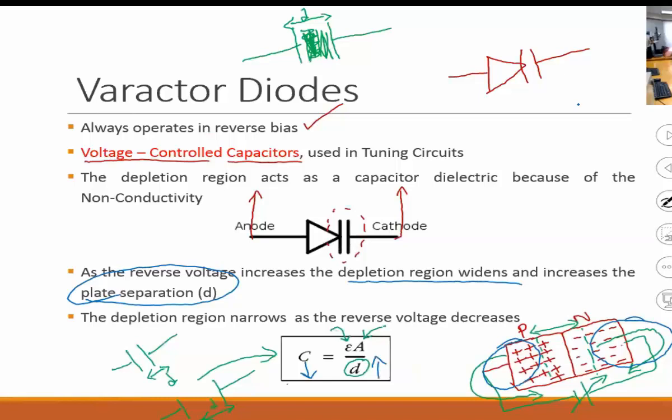If you reduce the reverse voltage, then the depletion region will narrow. When the depletion region narrows, that means the capacitance will go up. So capacitance is always inversely related to the distance between the plates, based upon what your applied reverse voltage is. Whatever the applied reverse voltage is, that decides how much depletion region you have, correct?